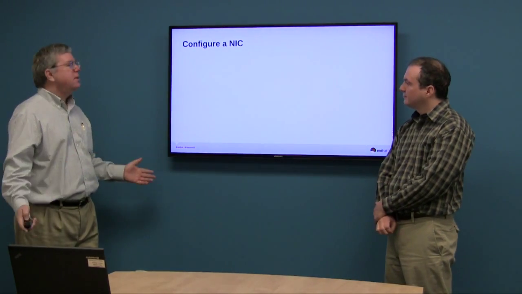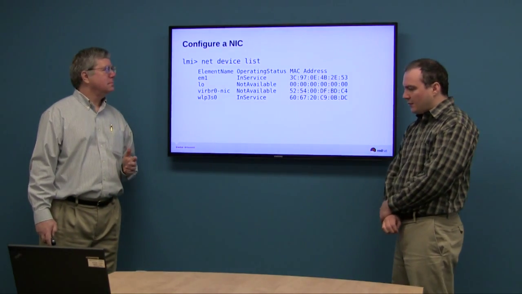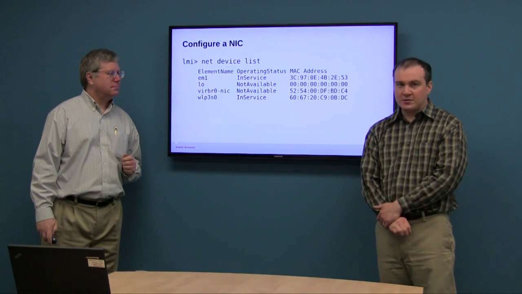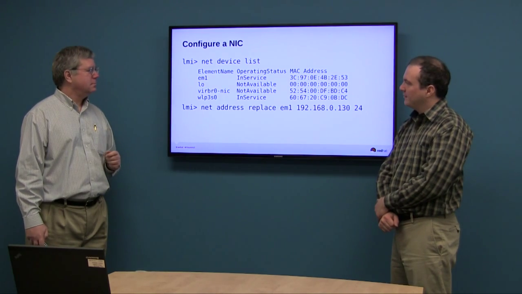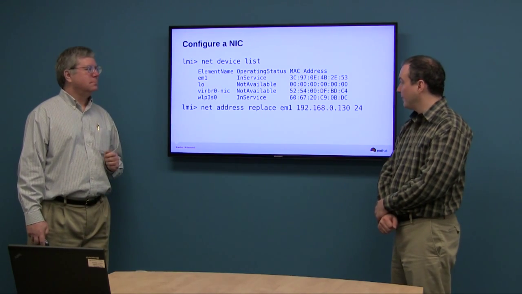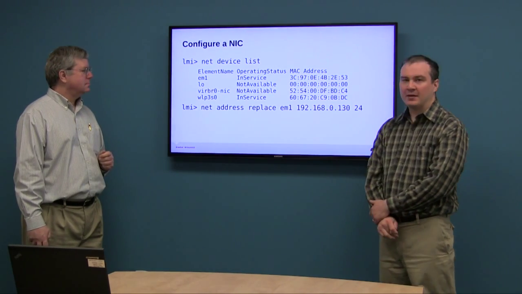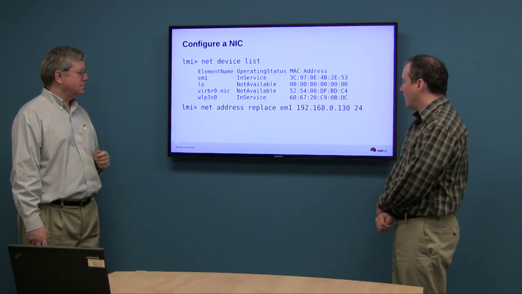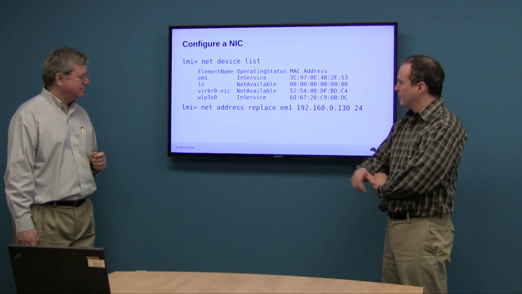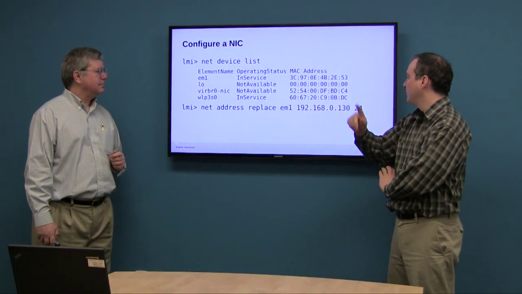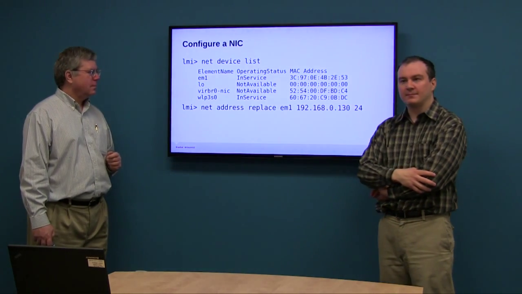All right, configure a NIC. That's another thing that I have to do with all these systems. The first thing you want to do is get a list of all the NICs on the device. Seems reasonable. Yeah, you don't want to be gambling with which NIC you're modifying. Here we'll see. We want to modify the embedded 1 interface. So we will enter the LMI command processor, descend into net address, and we will replace the address on EM1 with a static address at this subnet.